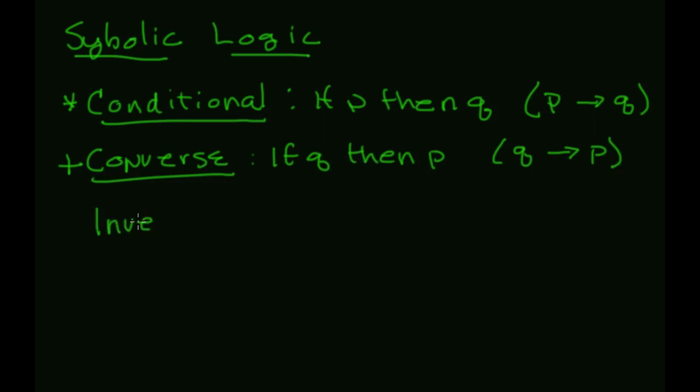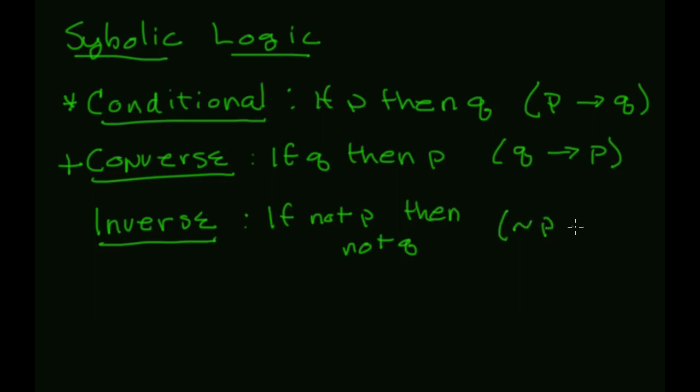We have a thing called an inverse, which is another way of doing an opposite. And in this case, we just negate both parts. So we say if not P, then not Q. So if our original statement was if today is Tuesday, then tomorrow is Wednesday, then the inverse would be if today is not Tuesday, then tomorrow is not Wednesday. So you can write this as not P implies not Q. That little arrow there is not P to not Q.